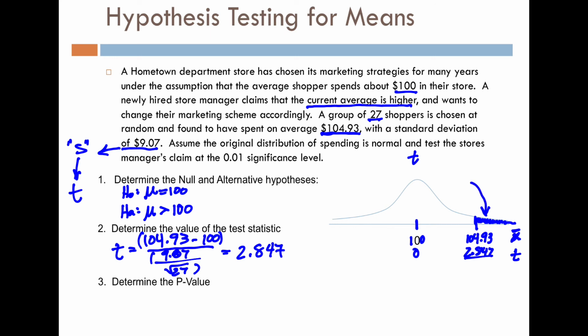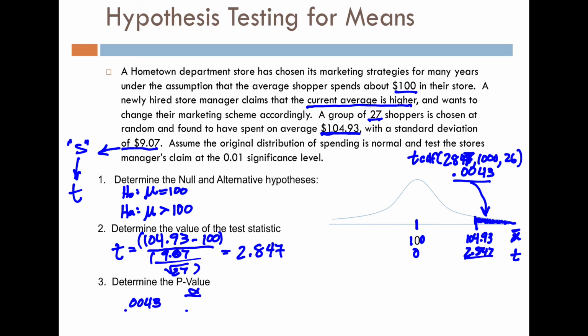My p-value will be tcdf. We start at 2.847 and we go to 1,000 or something very large. And our degrees of freedom here is 26. Plugging and chugging that into our calculators, this yields 0.0043. So that is my p-value.